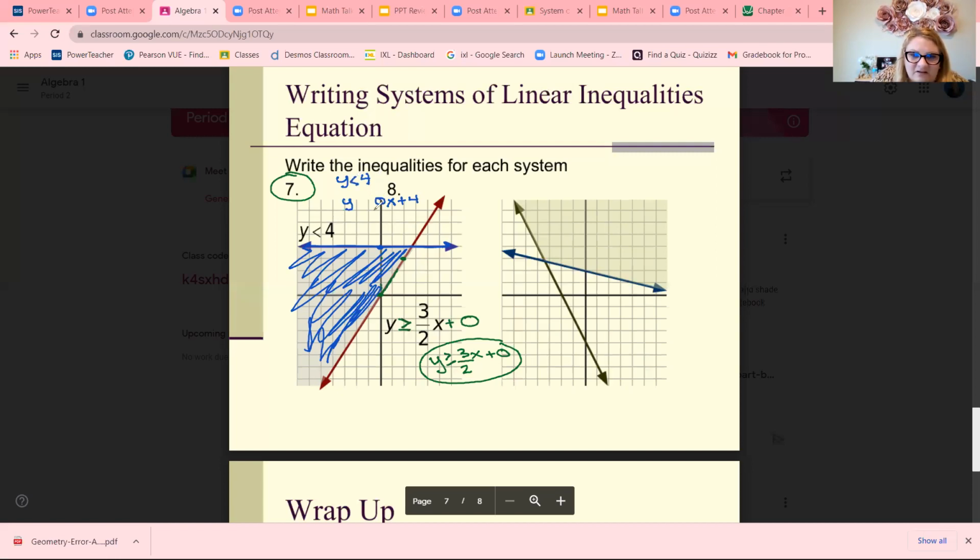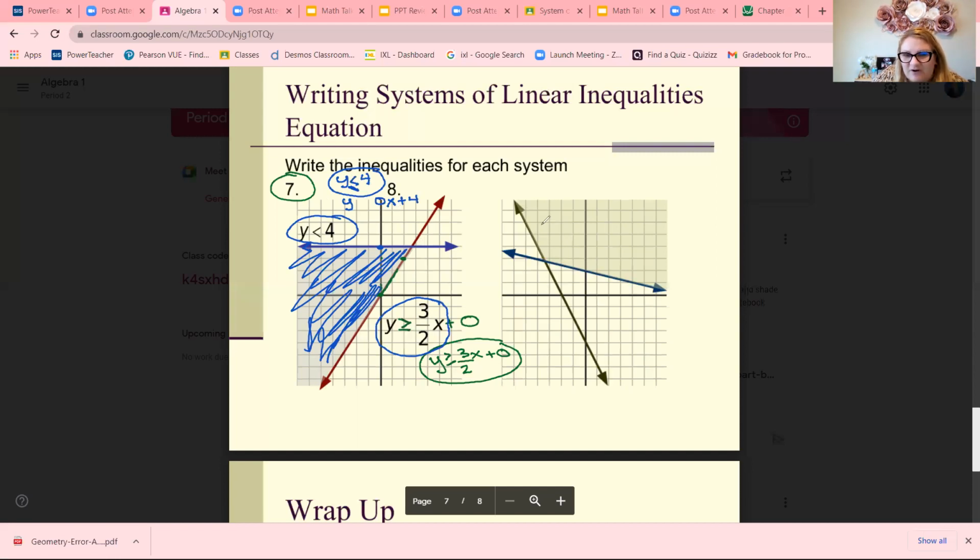And for this one, you want to make sure that it's either a solid or a dashed line. To me, this one looks like a solid line. So I would put a line underneath it. If it was a dashed line, I would not put a line underneath it. So that's how they come up with these equations or inequalities for each of these.